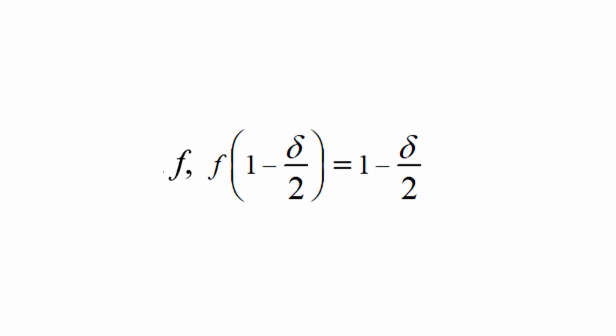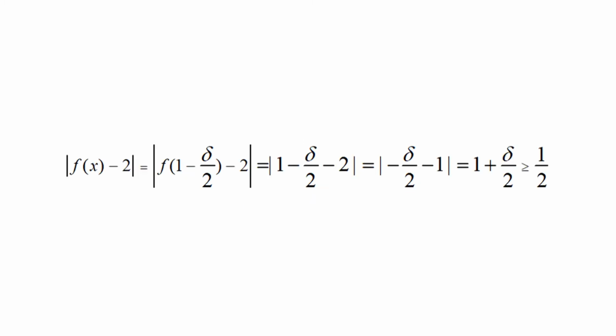Also, since 1 - delta/2 is strictly less than 1, by the definition of f, f(1 - delta/2) = 1 - delta/2, and hence |f(x) - 2| = |f(1 - delta/2) - 2| = |1 - delta/2 - 2| = |-delta/2 - 1| = 1 + delta/2, which is greater than or equal to 1/2.